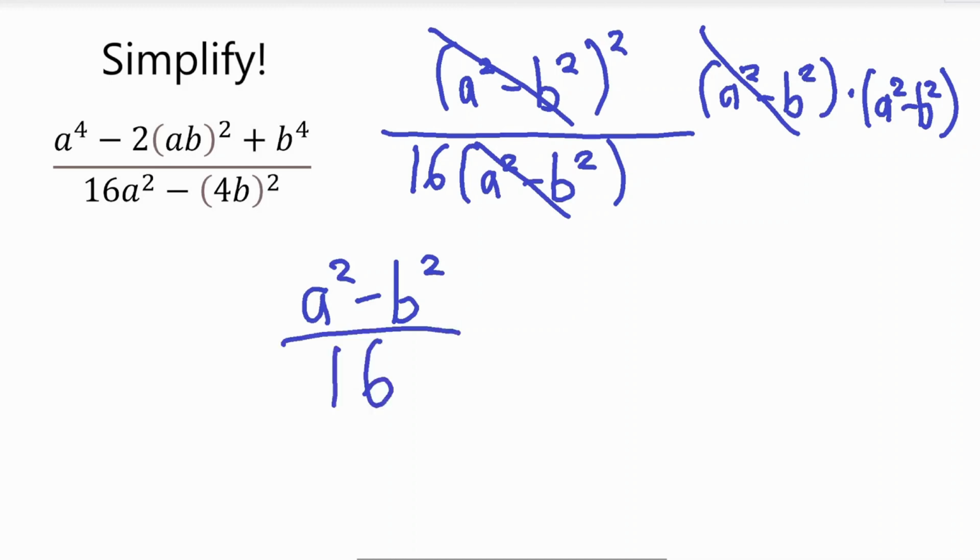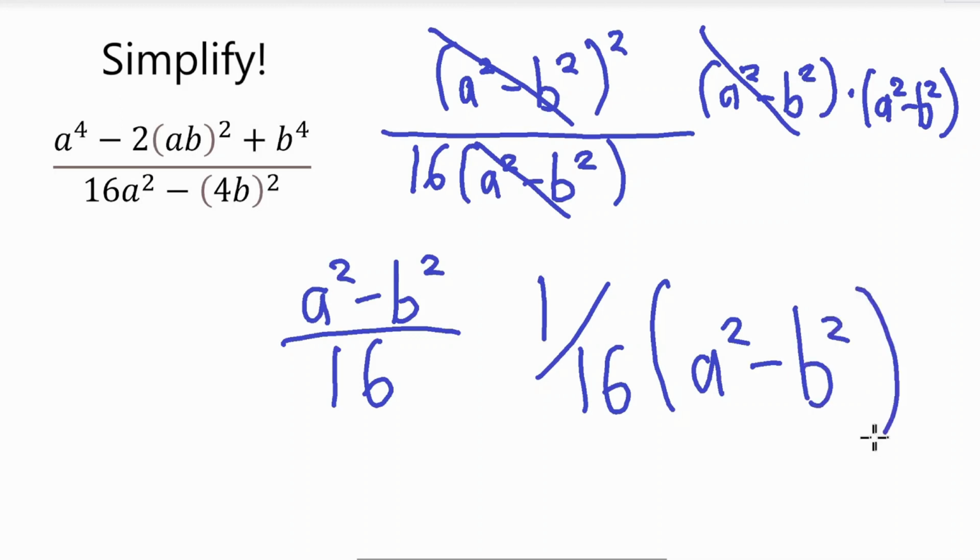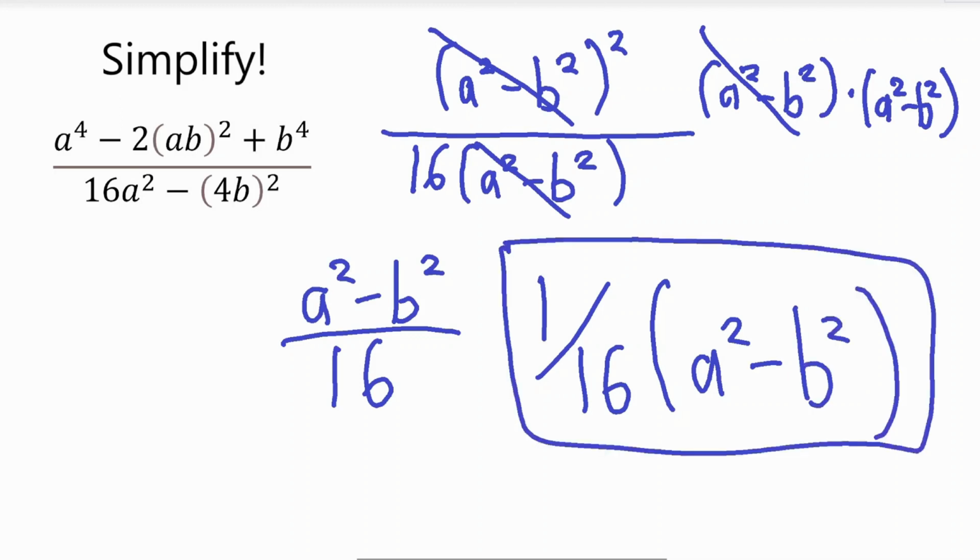So this is our fully simplified equation. We can also write it differently if you want to make it neater. We can turn this divided by 16 into 1/16 times (a squared minus b squared). Okay, so this is our final answer, simplified from this.